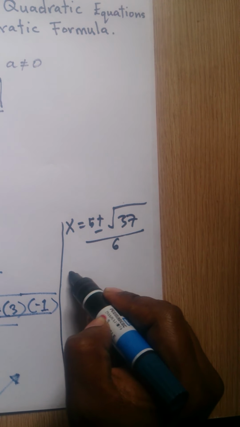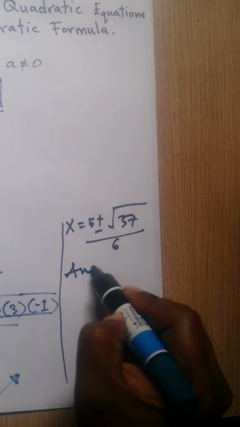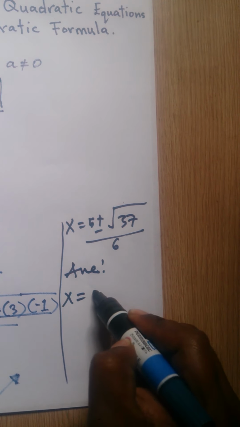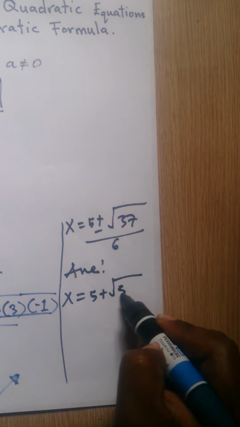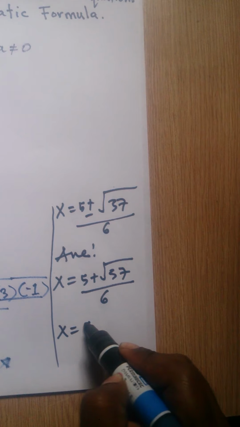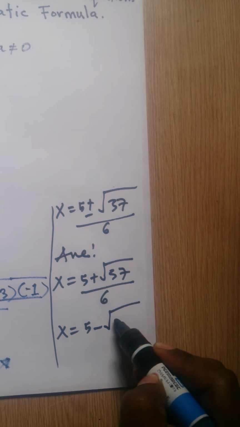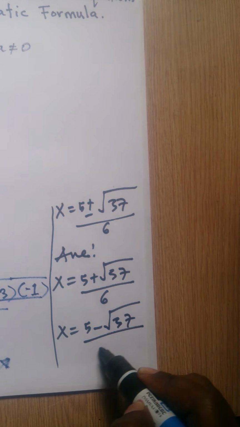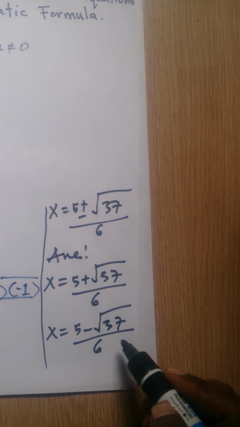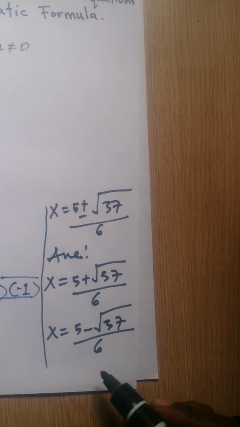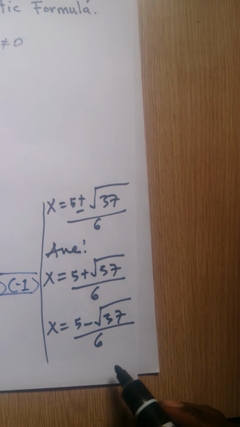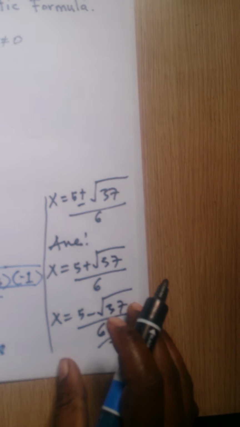So our answer is x equals 5 plus the square root of 37 all over 6, and x equals 5 minus the square root of 37 all over 6. If you want a more precise answer, you can go ahead and simplify, but this is pretty much how it is done. Okay, let's see our second example.